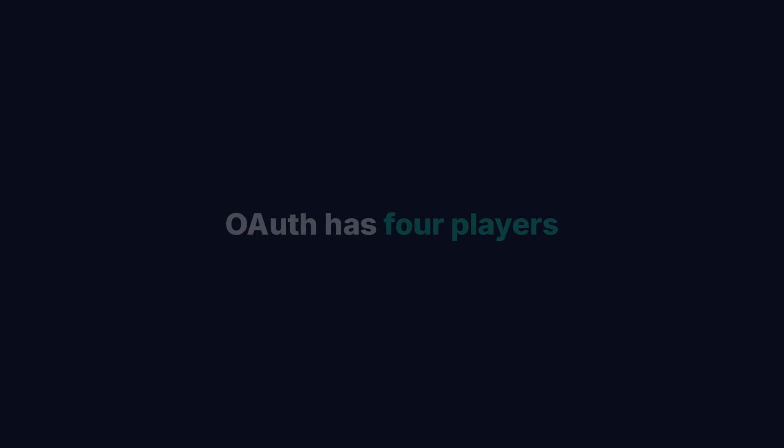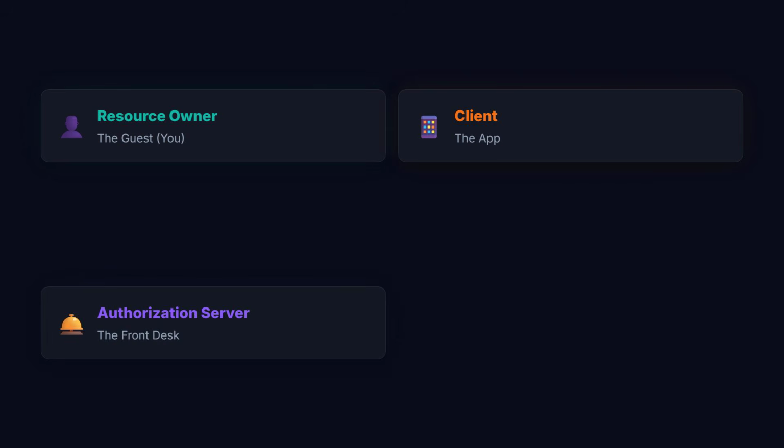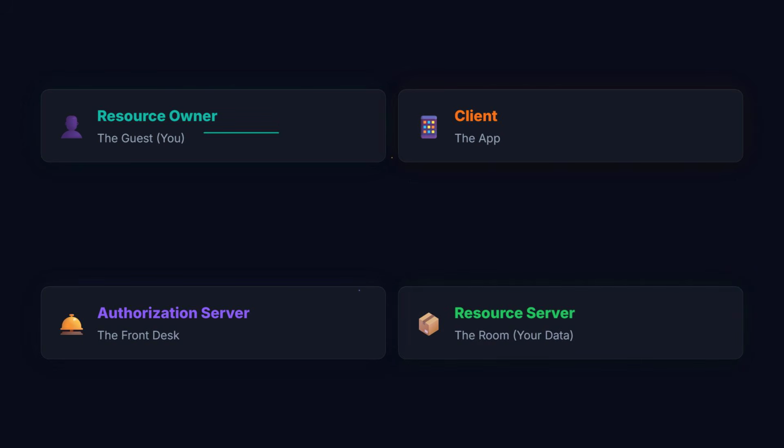OAuth defines 4 players. The guest, that's you, the resource owner. The app, the client requesting access. The front desk, Google's authorization server that verifies you. And the room, the resource server where your data lives.